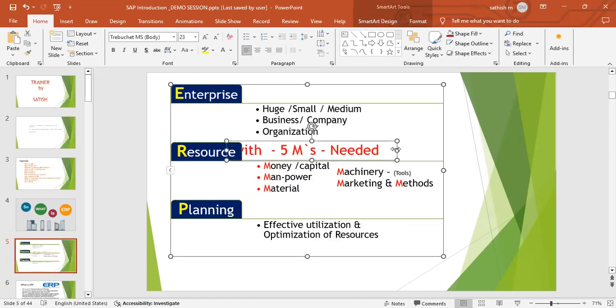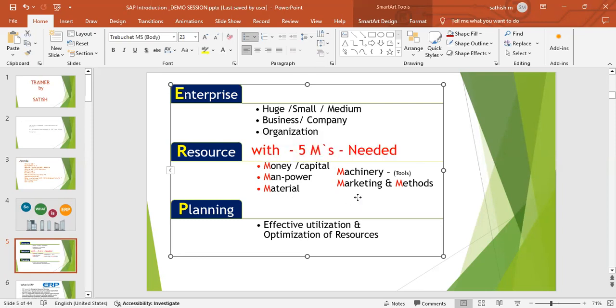What do these five M's mean? Five M's means M stands for capital, or money. Money is required for you to start any business. You need money, or else we can call it capital. So M is for capital. You can see this M I highlighted.